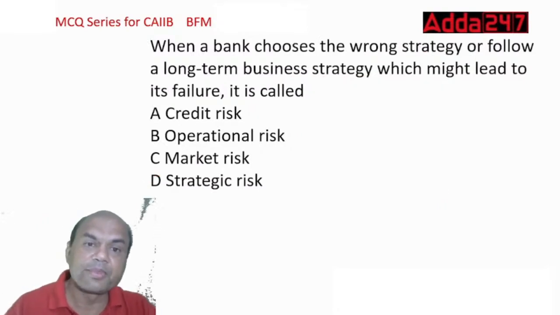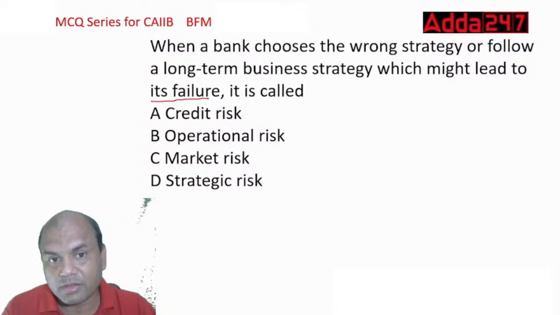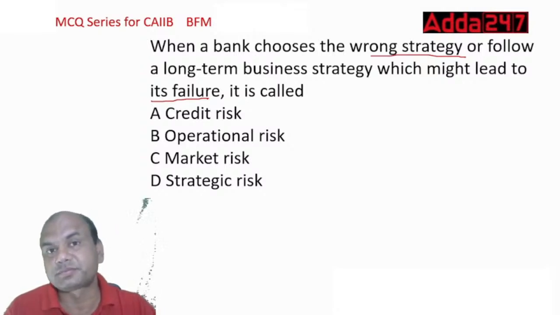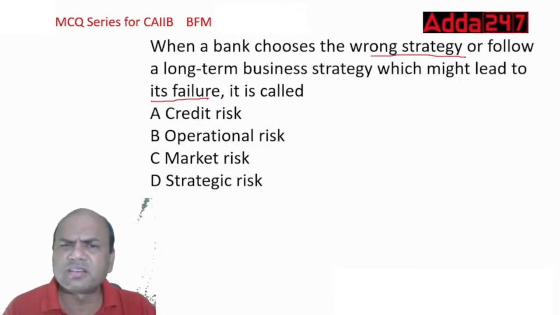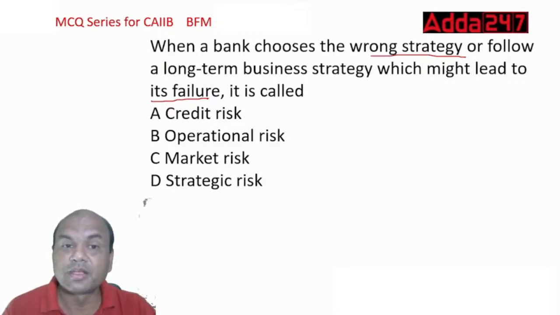Okay. When a bank chooses a wrong strategy or follows a long-term business strategy which might lead to its failure. So wrong strategy for the future. It is known as what? Credit, operational, market or strategic. This is a logical question. This is less related to CAIIB, more related to business. But this risk is there in your CAIIB. It is called as, what is this? A, B, C or D? Credit, ops, market or strategic?